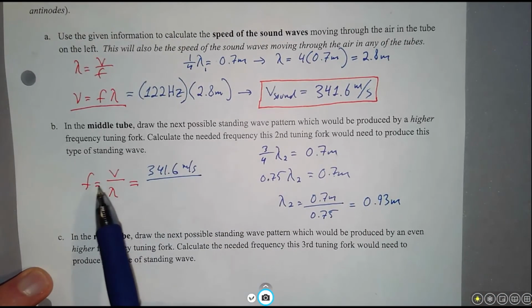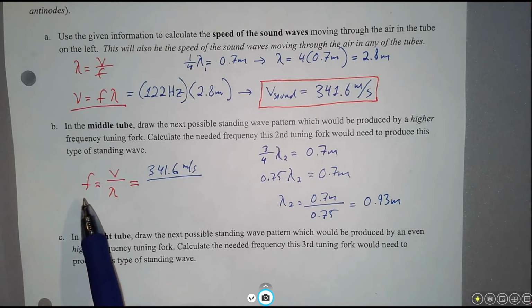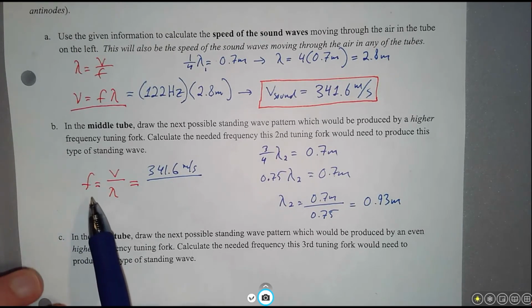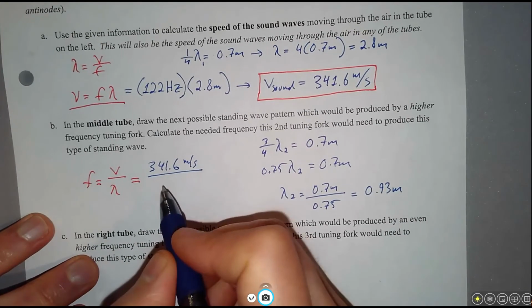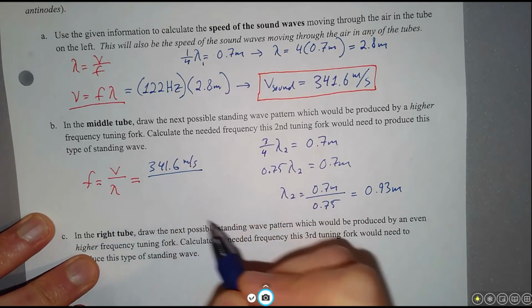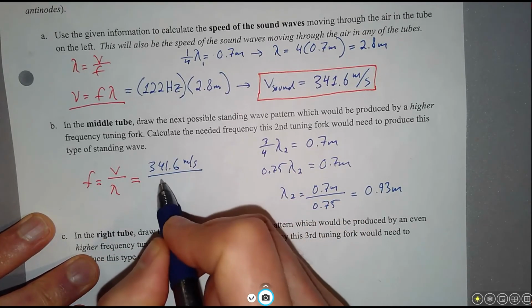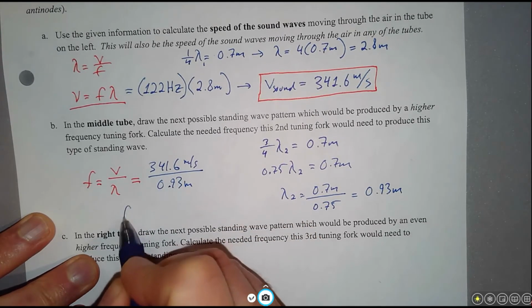Well, let's go back here now. What frequency would the tuning fork have to shake back and forth at to produce that particular length standing wave? Well, it's the speed divided by the desired wavelength. So the speed, 341.6 meters per second, divided by the desired wavelength of 0.93 meters.